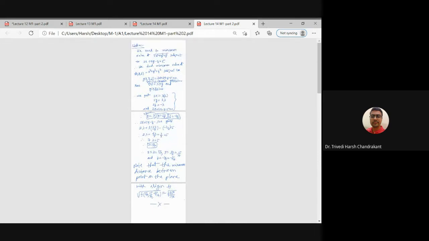So local maximum minima, we are not going to study the second derivative case for three variable case. I have taken one example of three variable case function when we can apply the Lagrange method.